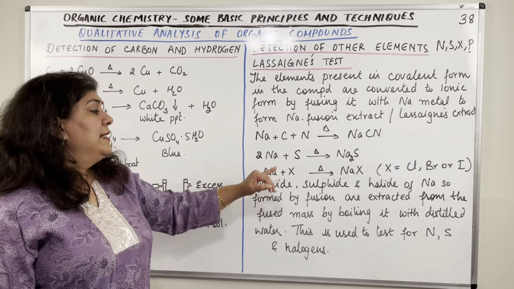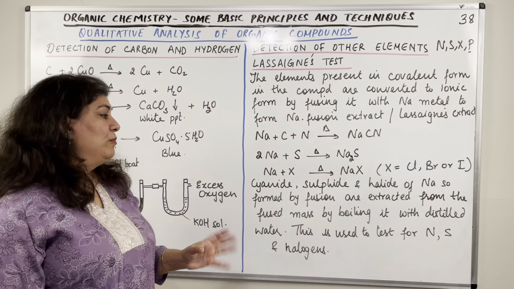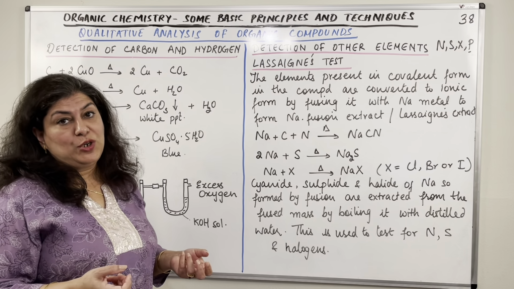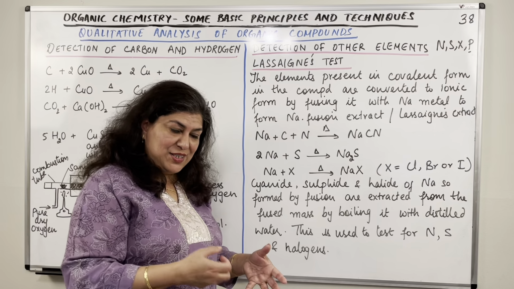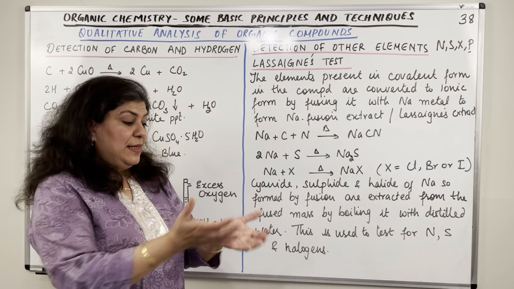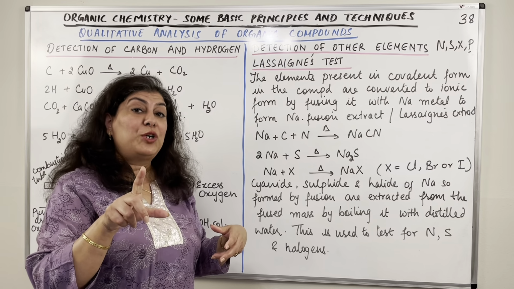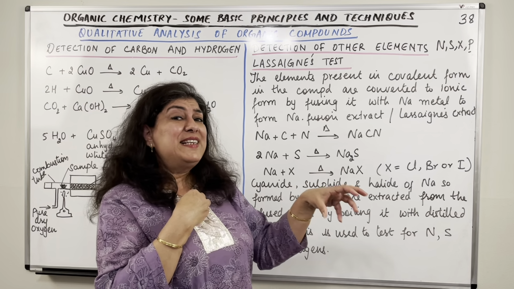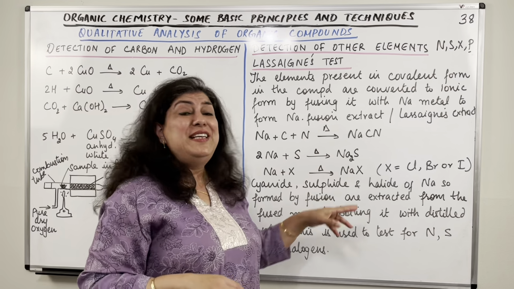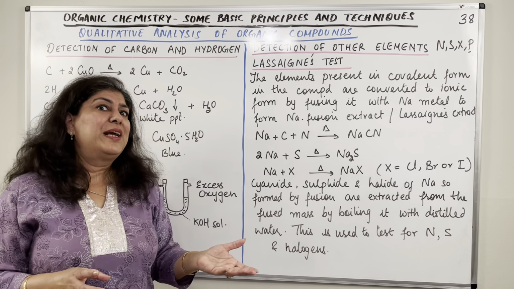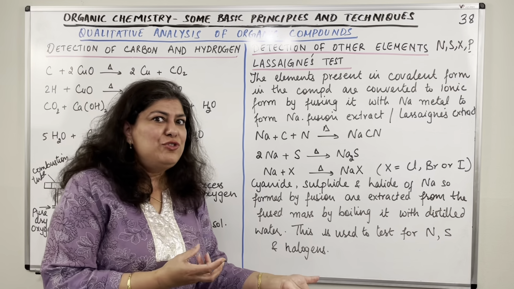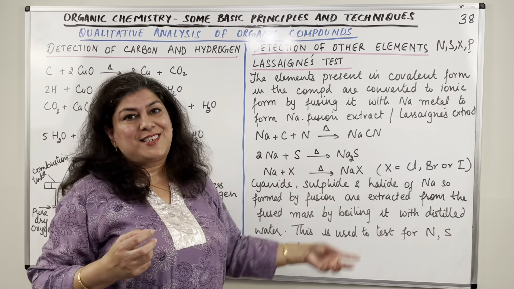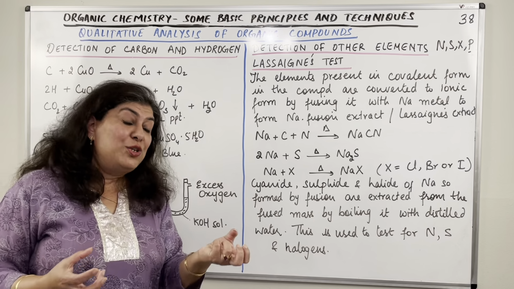Now, the cyanide, sulfide, and halide of sodium so formed by the fusion are extracted from the fused mass by boiling it with distilled water. In the trough, what you will be taking would be distilled water. You will not be taking tap water, because if you take tap water and the tap water contains any of these minerals, then you will get wrong tests. Even if you did not get the fused mass, the sodium compound of it, you will still get the result of those tests. You don't want that. So you will do this with distilled water.